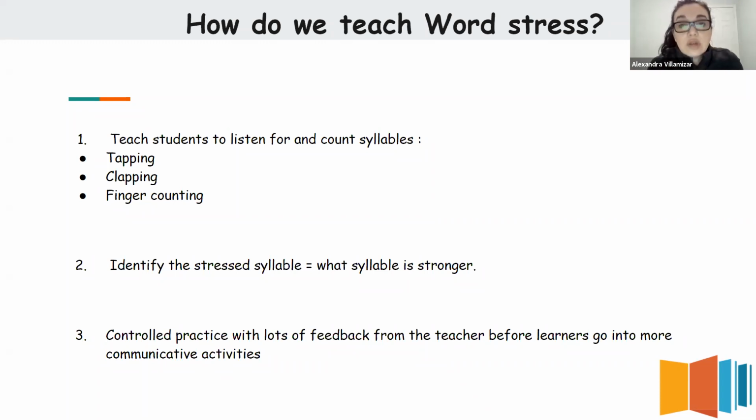If they are working with partners, right? If you have a small group, then you can allow them, okay, now you guys do the exercise, identify the stressed syllable. If it is one student working with you, it will always be a controlled activity because you are there focused on what they are doing.